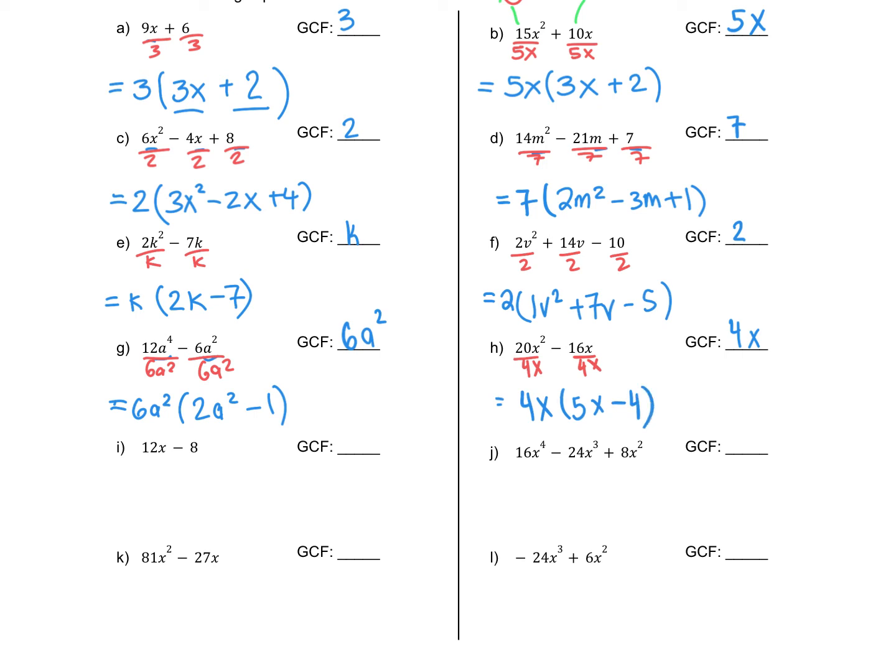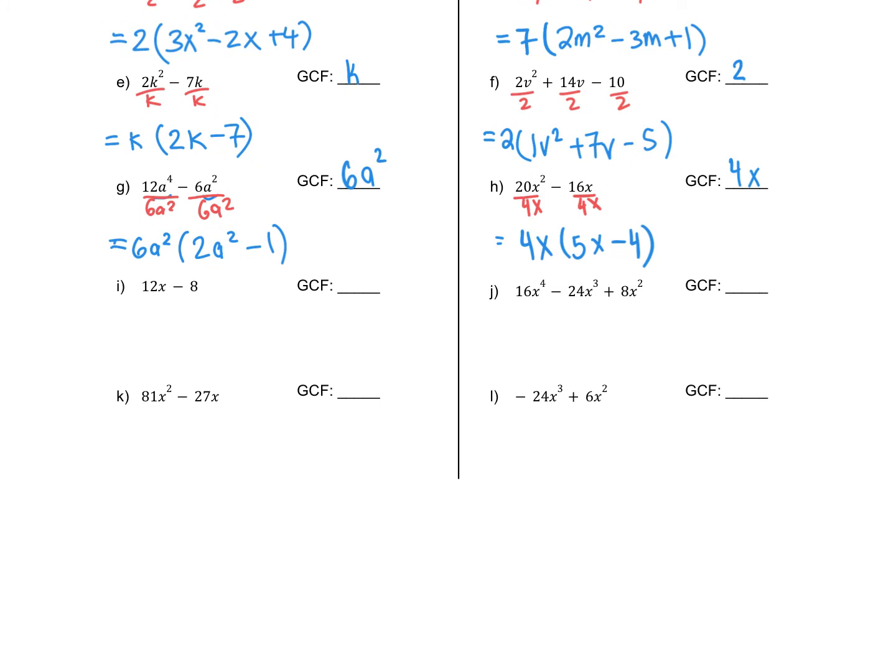And again, if you're ever unsure of if you did it correctly, just try redistributing that greatest common factor in to make sure you get your original expression. So 4x times 5x gives me 20x squared. 4x times negative 4 gives me negative 16x, so I know I did it correctly.